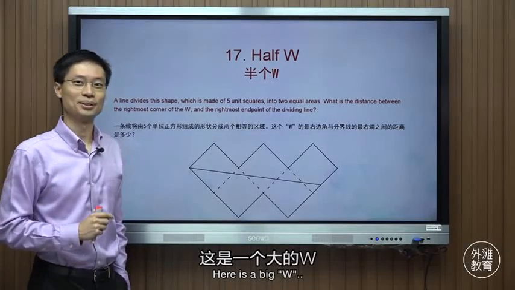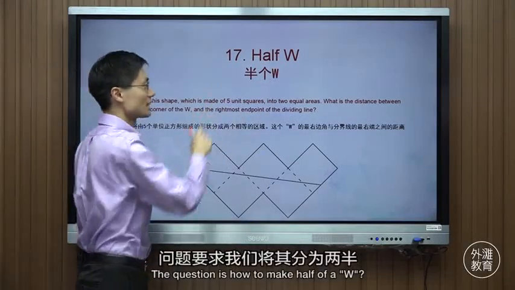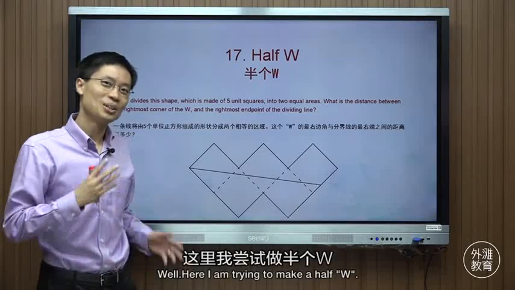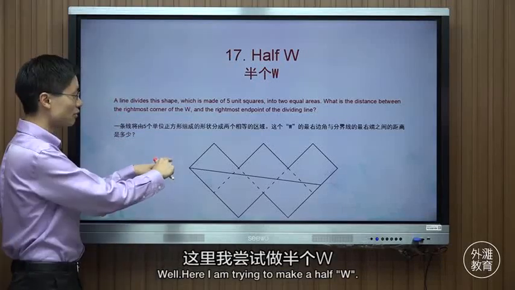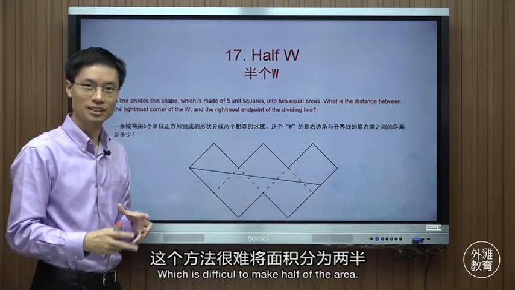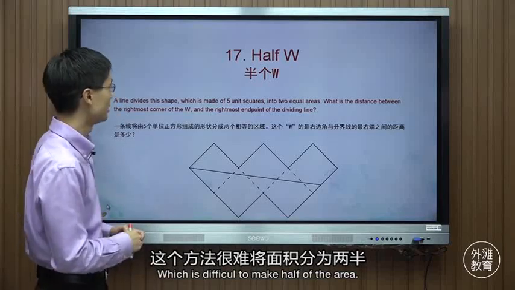Here's a big W. The question is how to make half of a W. Shouldn't that be a V? Well, here I'm trying to make half a W by cutting it in half this way, which is a very difficult way to make half of the area.